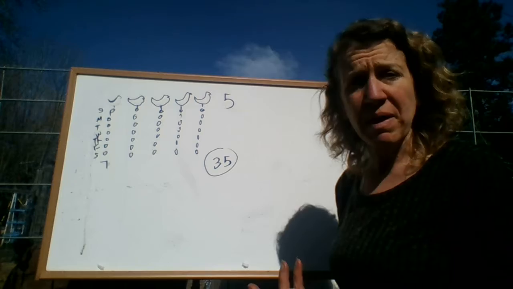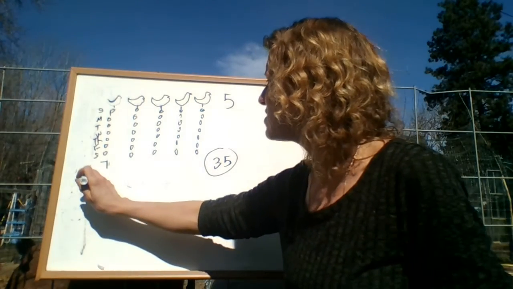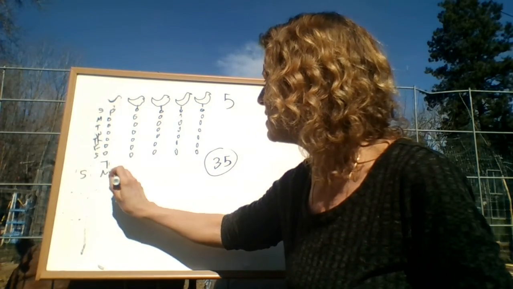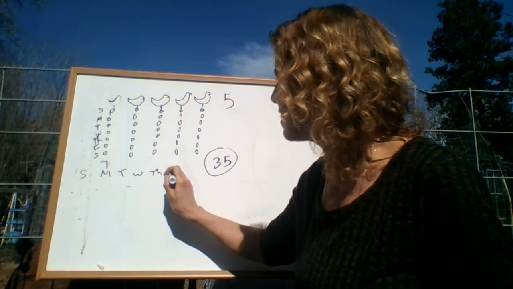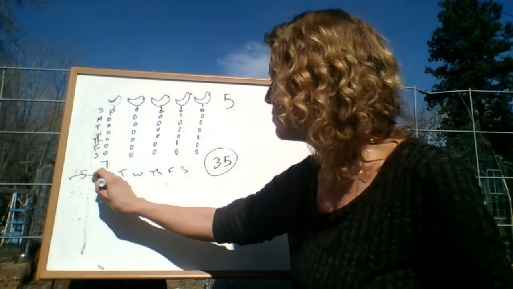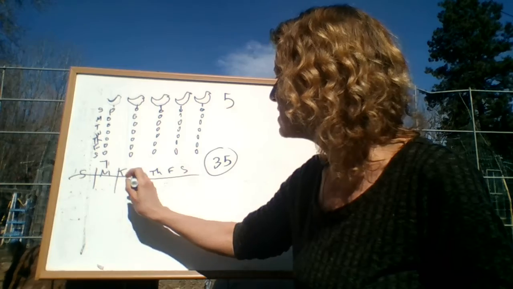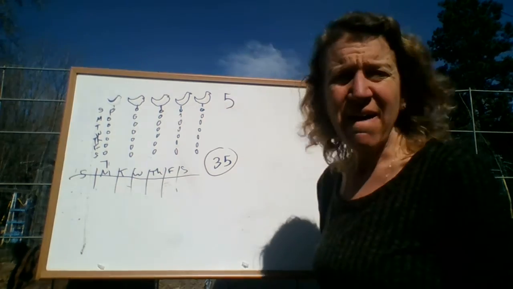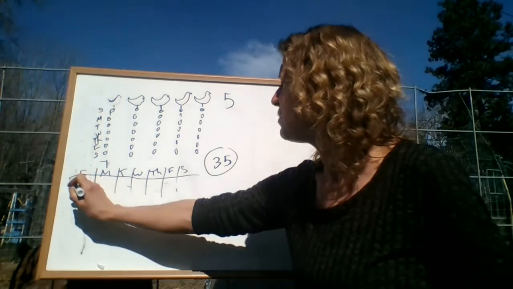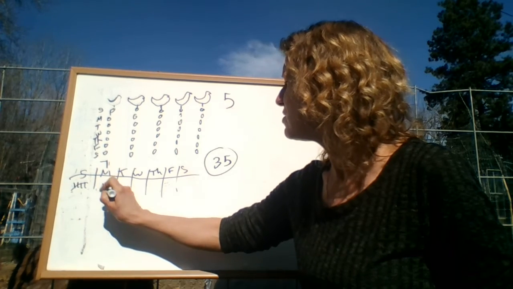I could also do it by using tally marks, having the days of the week. Sunday, Monday, Tuesday, Wednesday, Thursday, Friday, Saturday, then we start again. There's my days of the week. I have 5 chickens, that's 5 eggs each day. 1, 2, 3, 4, 5.